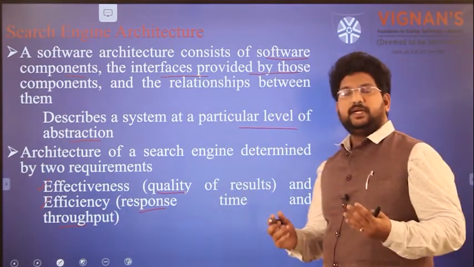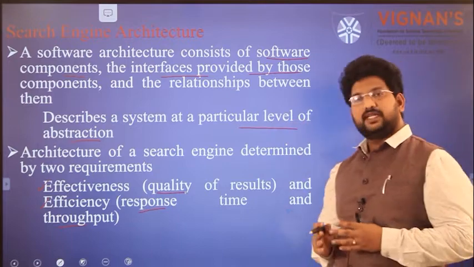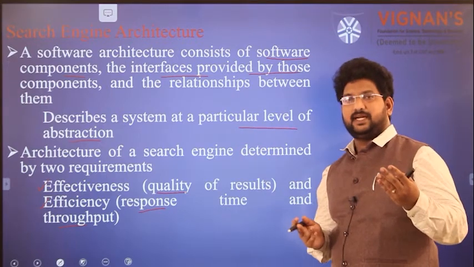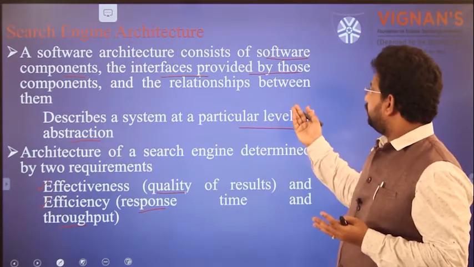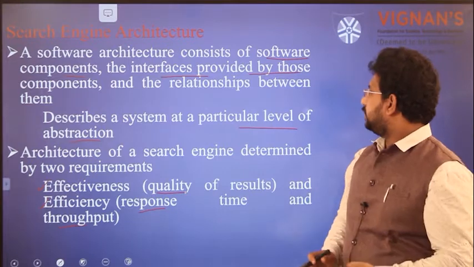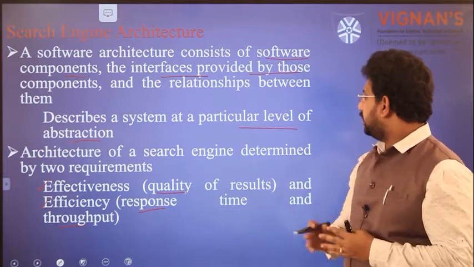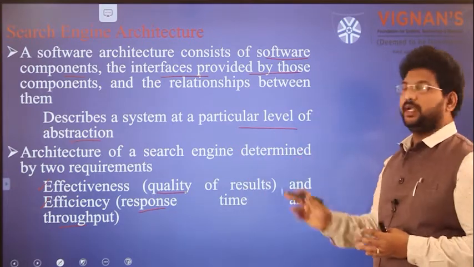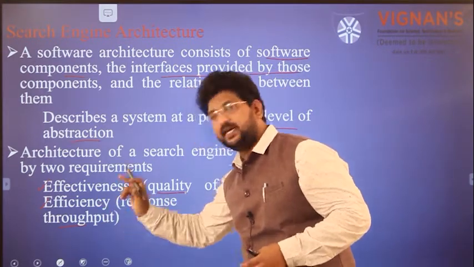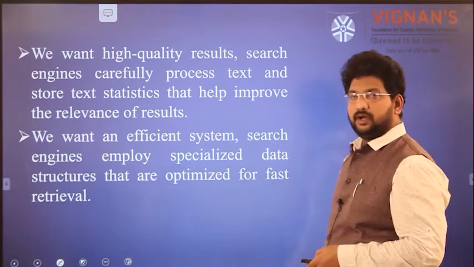There is no universal agreement on the software search engine architecture, but as part of the software architecture, we are going to see that it provides software components, interfaces, and relationships among those components. This is the basic information, and it gives the system at a particular level of abstraction. The architecture of the search engine is determined by two requirements: one is effectiveness and the other is efficiency.